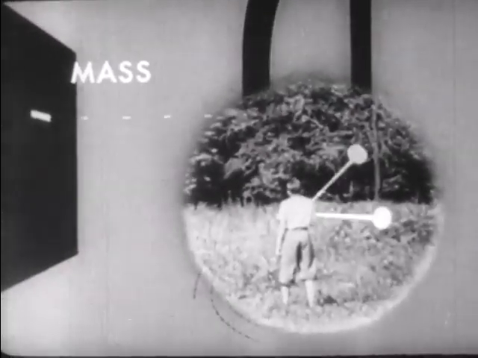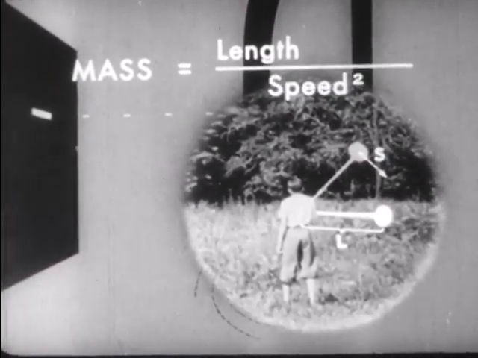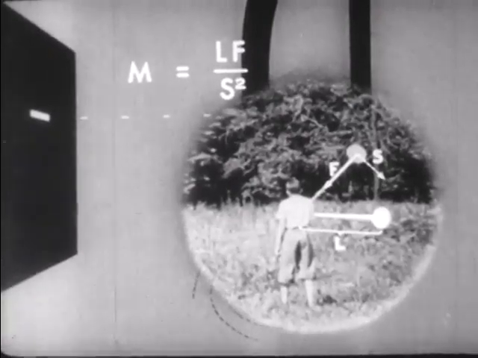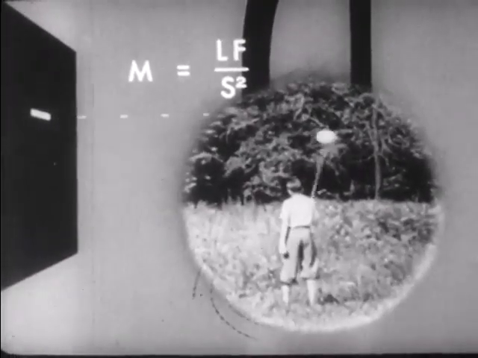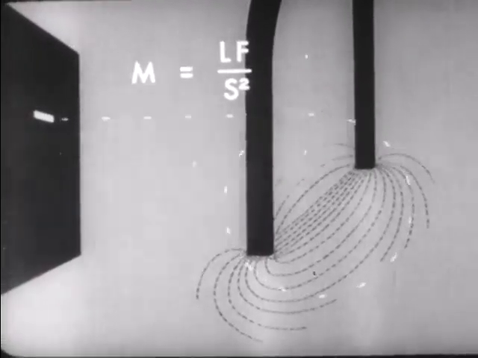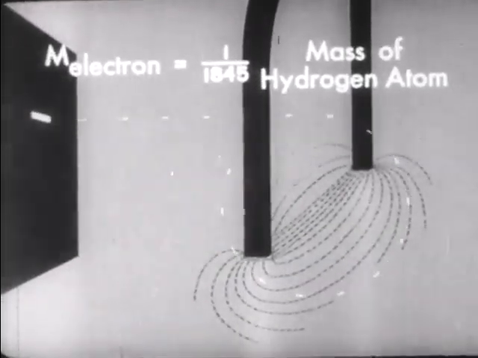Just as it is possible to determine the mass of a stone at the end of a swinging rope, if we know the length of the rope, the speed of the stone, and the force the stone exerts upon the rope, so is it possible to determine the mass of these electrons. This mass has been found to be 1/1845th of the mass of a hydrogen atom.